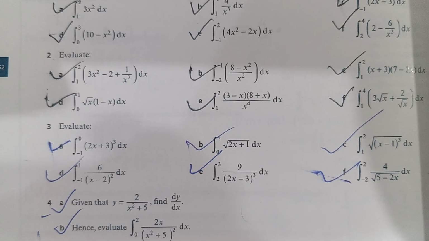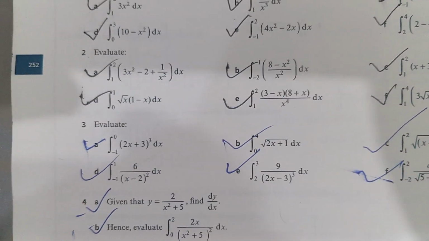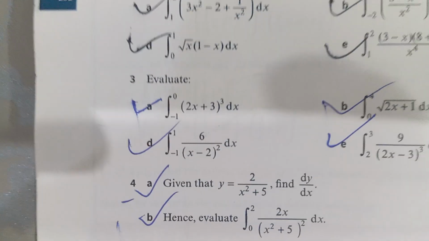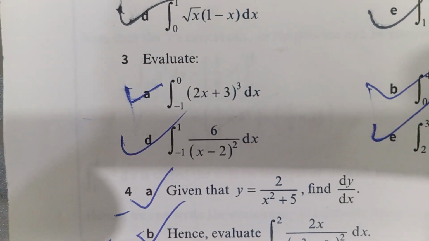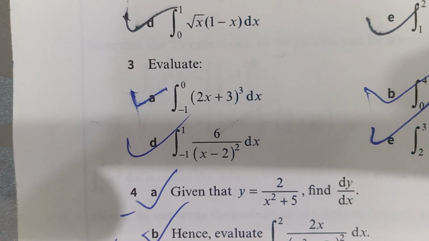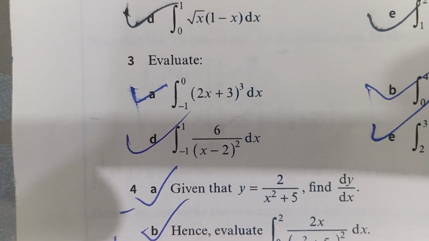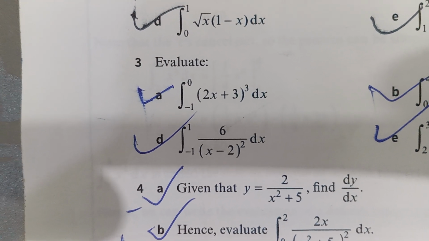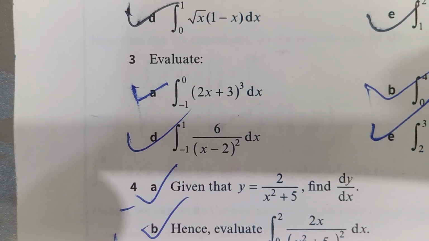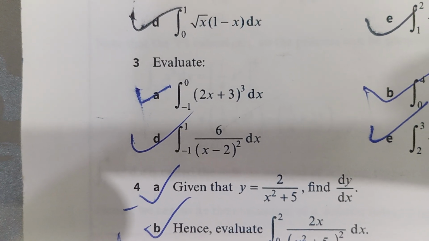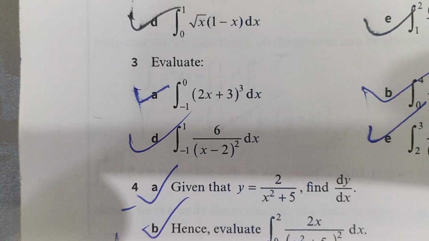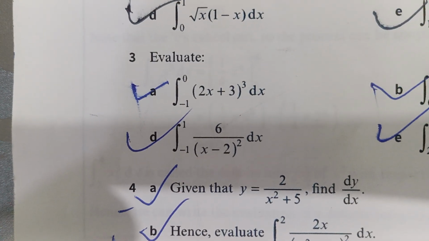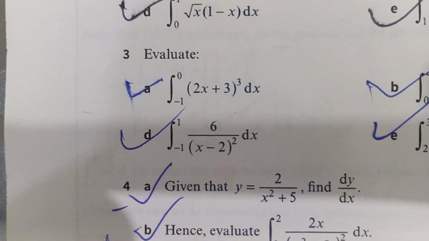My dear students, now we will work on question number 3 and its D part. Question number 3, D part: 6 divided by (x minus 2) whole raised to power 2. The (x minus 2) whole square is in the denominator, and we have to integrate this, and the limits are from minus 1 to 1. We have to evaluate this. So let's solve question number 3 and its D part.